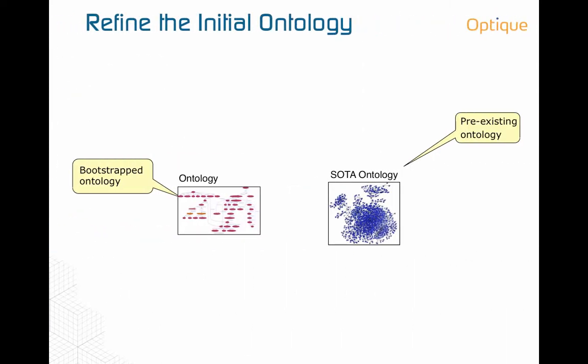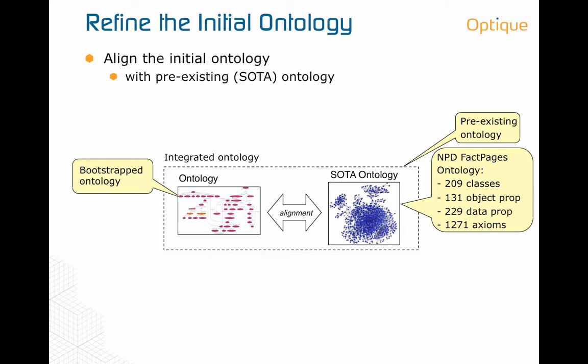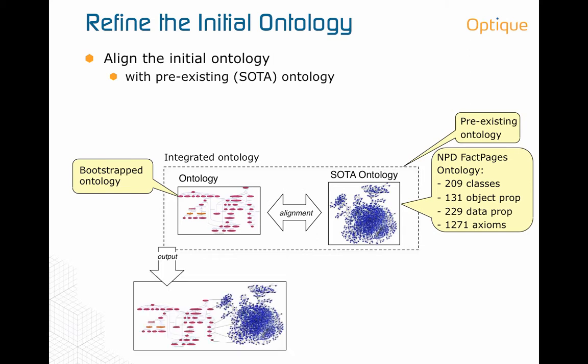After the initial ontology is extracted from the metadata, one can import a pre-existing ontology, a so-called state-of-the-art or SOTA ontology, to obtain a larger integrated ontology. For NPT FactPages, we created an ontology that contains about 200 classes, about 350 properties, and about 1,300 axioms. The integration is done via ontology alignment, and in the bottom left you can see the aligned ontologies.